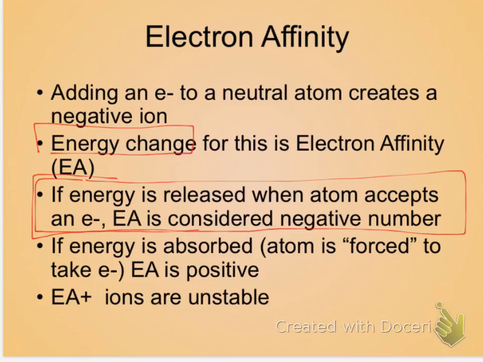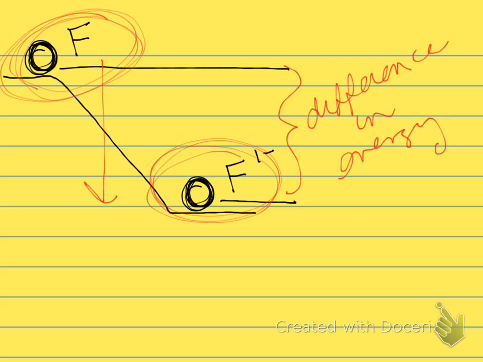So if energy is released when an atom accepts an electron, meaning that it's more stable because the atom with that electron is now lower energy and hence more stable, then we consider the electron affinity for that atom to be a negative number. Conceptually, that doesn't make sense unless you think about it in terms of this metaphor.